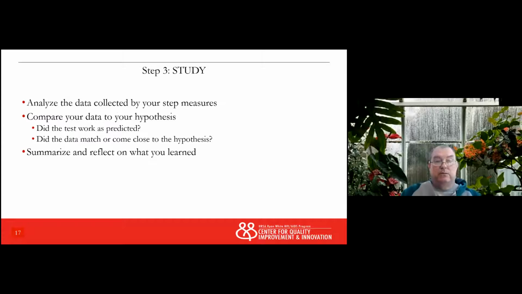And believe it or not, one person, one time is data. I'm going to look at this. The team is going to look at this. We're going to discuss it. Did it match our hypothesis? Did it work as predicted? Well, it seems to have, right? And then we might write a brief summary as to what we learned.